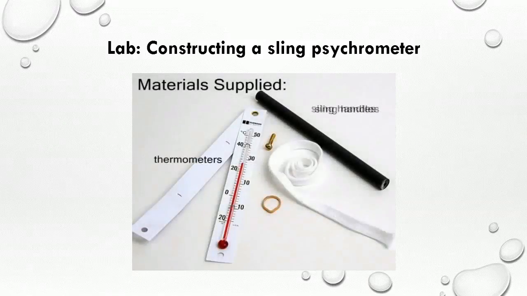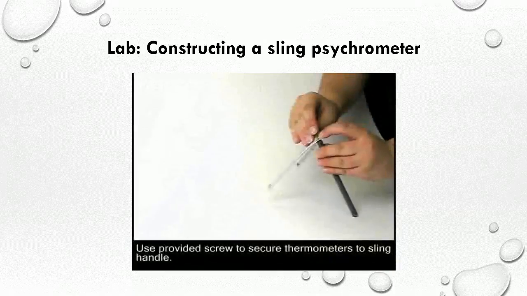Now is a good time to conduct the lab constructing a sling psychrometer. You will use a dry and wet bulb thermometer to construct this sling psychrometer.